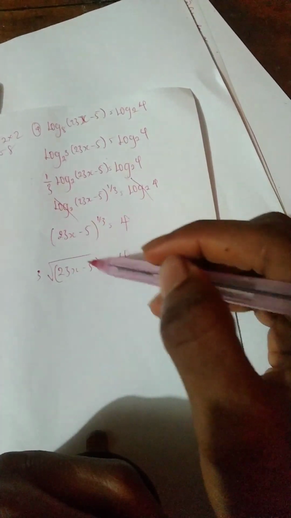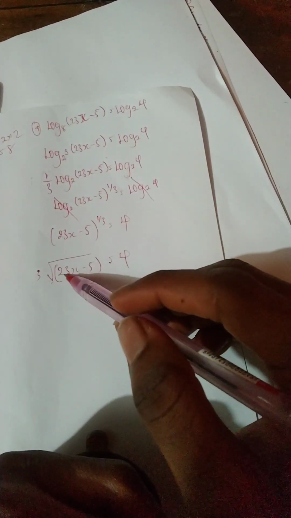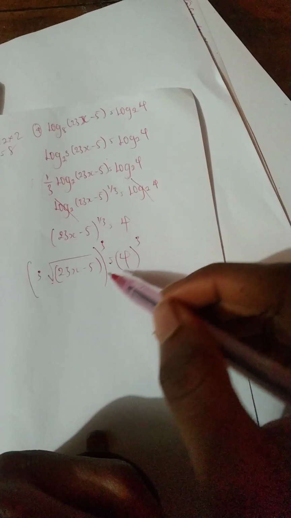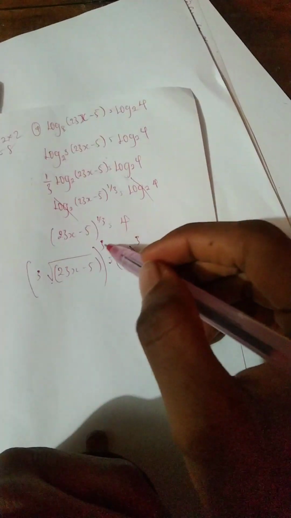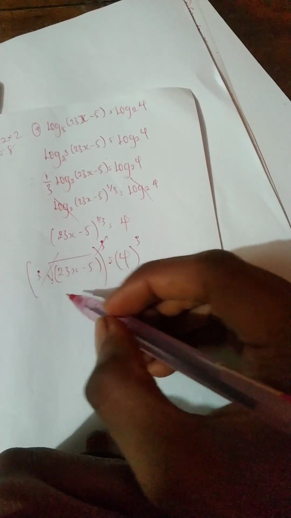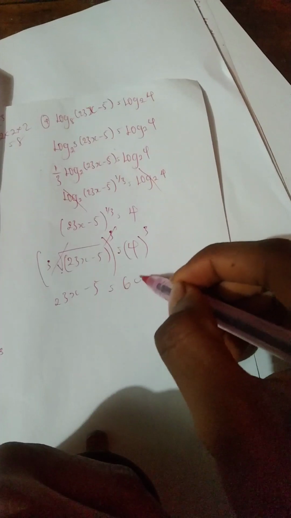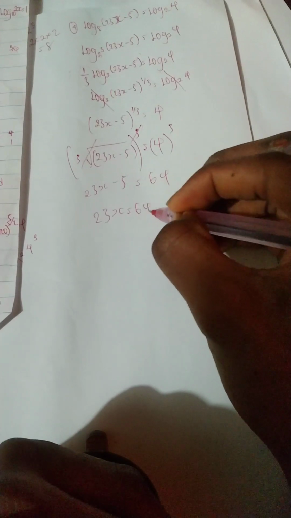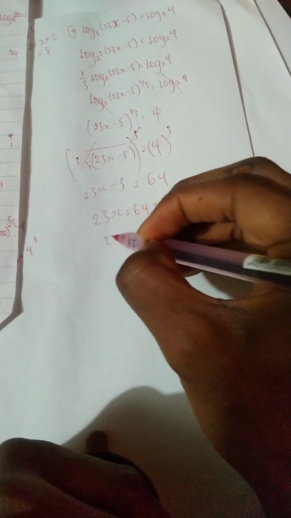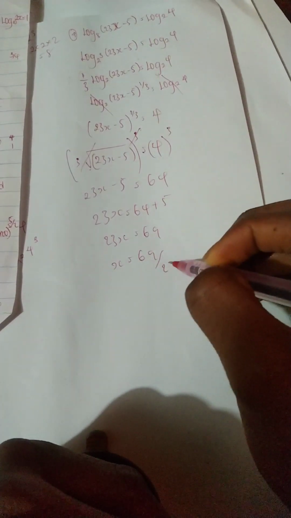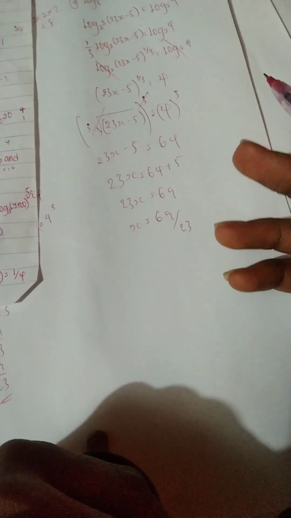Remember, we are looking for x, and our x is held captive by this cube root. So we need to get rid of the cube root by cubing both sides. Cubing cancels the cube root and gives us 23x minus 5 is equals to 4 cubed, which is 64. We have 23x is equals to 64 plus 5. So 23x is equals to 69, and x is equals to 69 over 23. Those are the 2 methods you can use to solve that exact question.